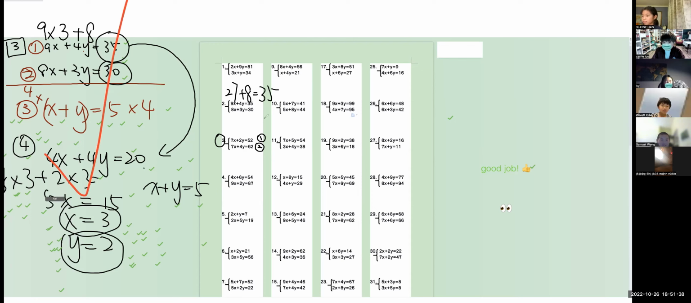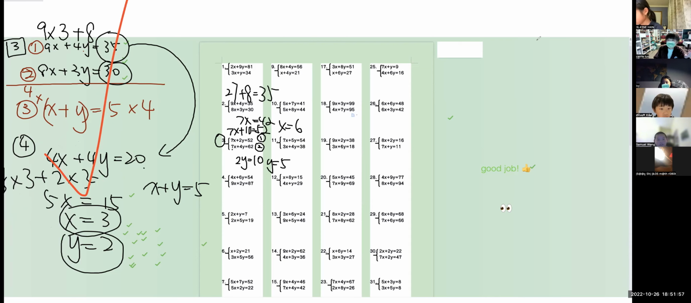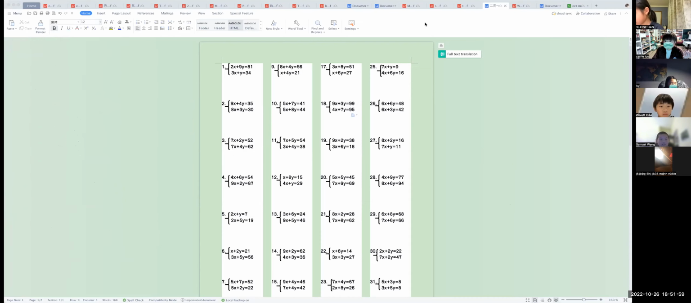Equation 2 minus equation 1 will be much easier because 7x minus x is not... no x, and 4y minus 2y equals 2y equals 10. So y equals 5. So 7x plus 10 equals 52. So 7x equals 42. So x equals 6. Get it? So picking the right way increases the speed of you getting the right answer.